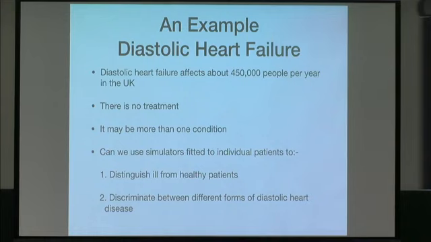It may be more than one condition. The people I'm working with think it is, and the reason there's no treatment is that treatments are for the different conditions. There have been 13 drug trials, and if there's 10 different diastolic heart diseases and each drug trial teaches one different one, they will all fail. And what we're looking at is, can we use simulators fitted to individual patients to distinguish the ill from the healthy patients? And if we can do that, can we discriminate between different forms of diastolic heart disease and help clinicians come up with a treatment?